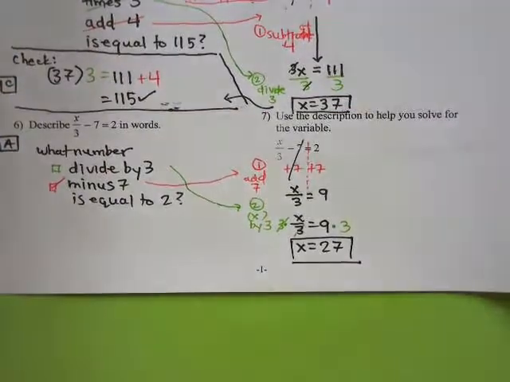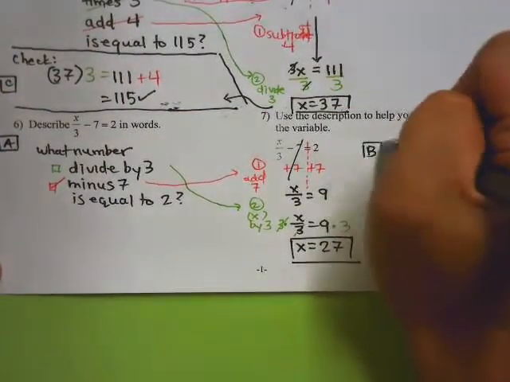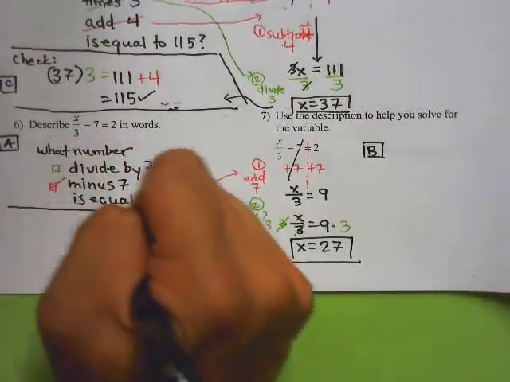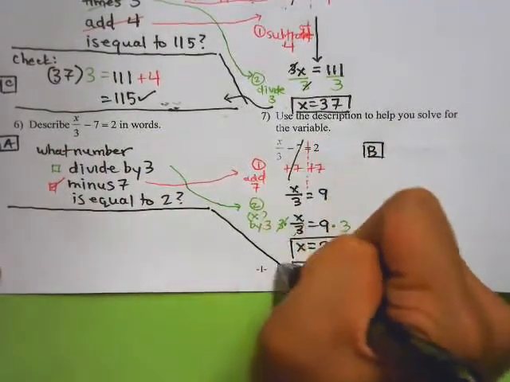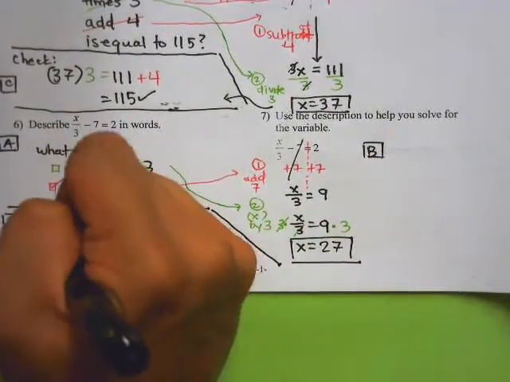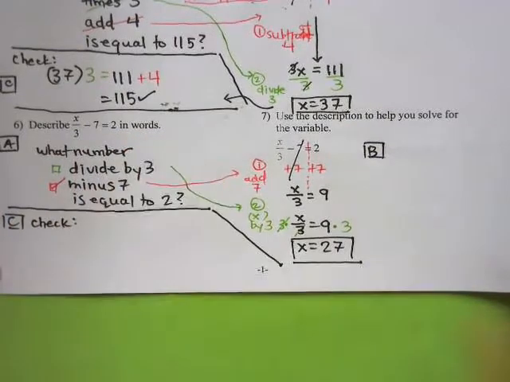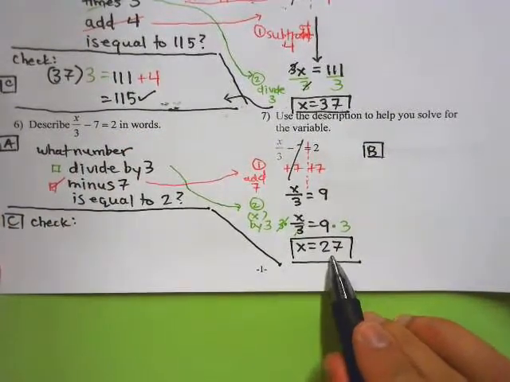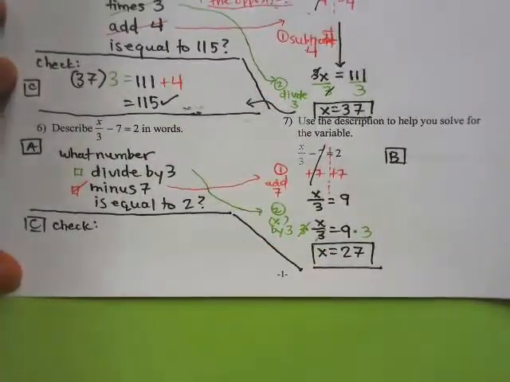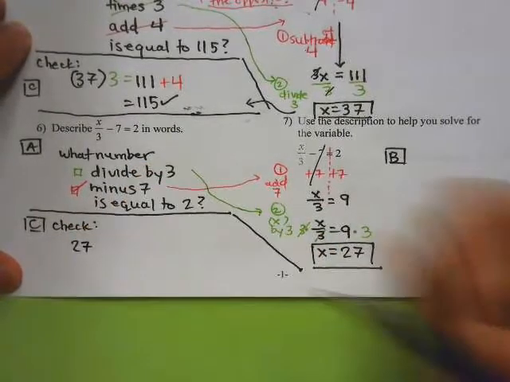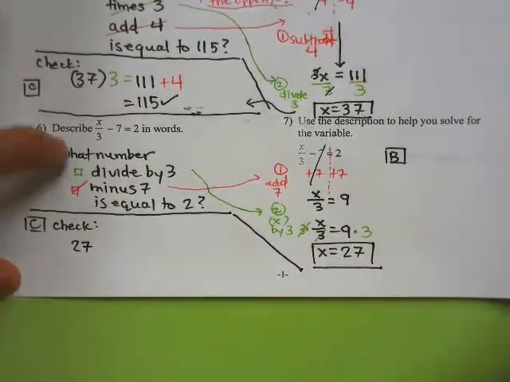We did step A. This was step B. And now we're going back to number 6. Let's do step C, which means to check. We said that number is 27 because we asked ourselves what number. Well, let's just check 27. And let's go through the steps.